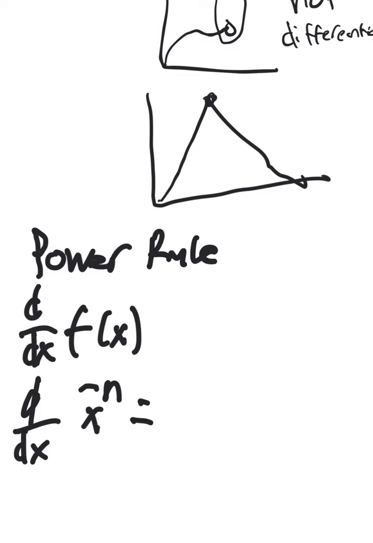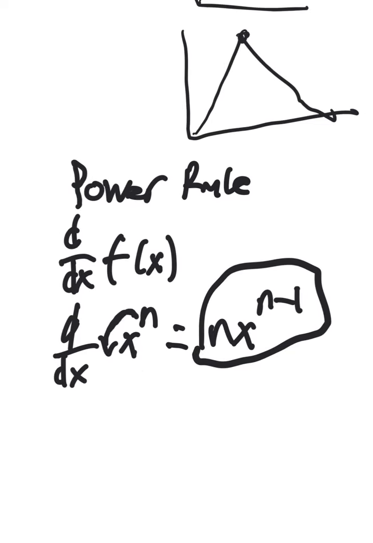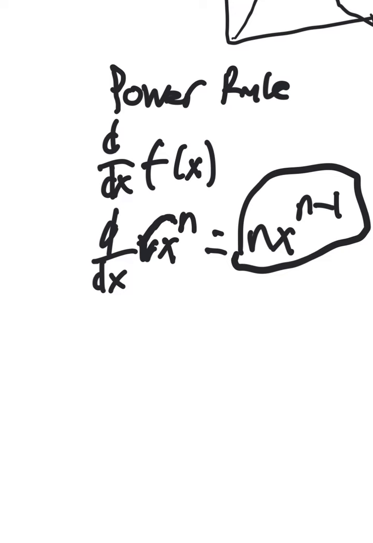Equals, the exponent comes down, so it'll be n times x, then you subtract 1 from the exponent. So x to the n minus 1. Okay? This is very important. You don't need to think about this formula every time you're using it. You can kind of just think of, like here, the exponent's hopping down, and then you're subtracting 1 off of the exponent. Right?